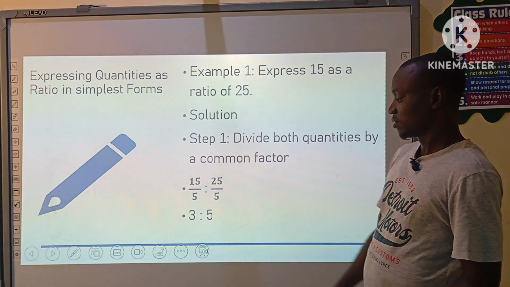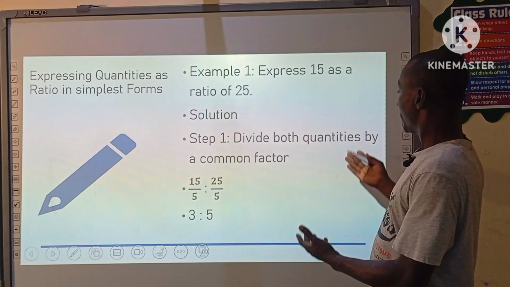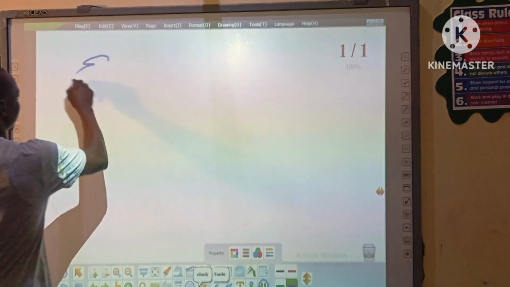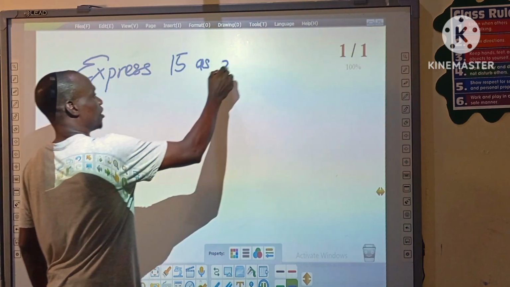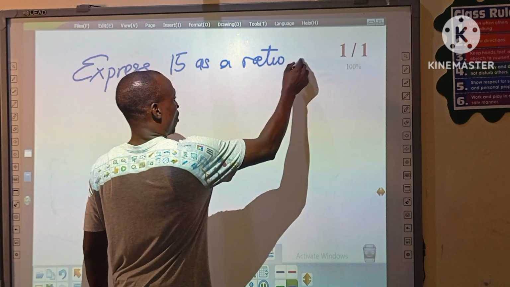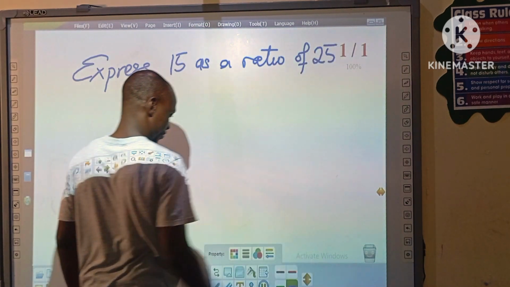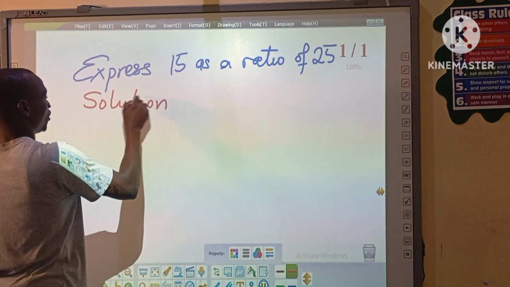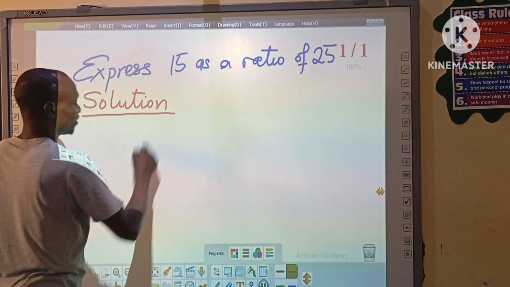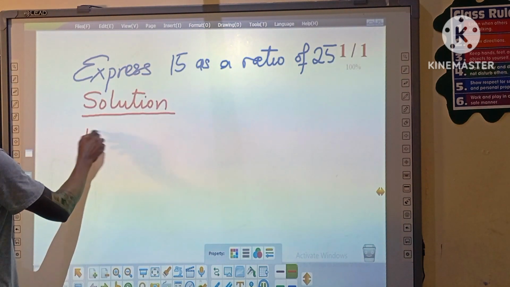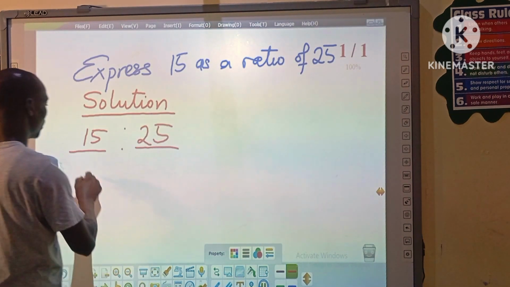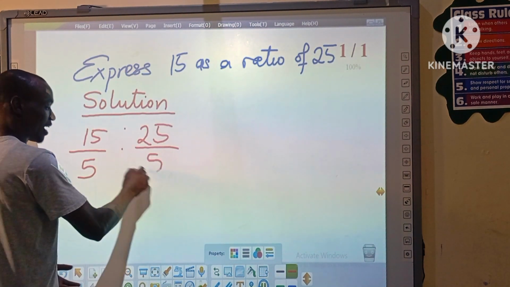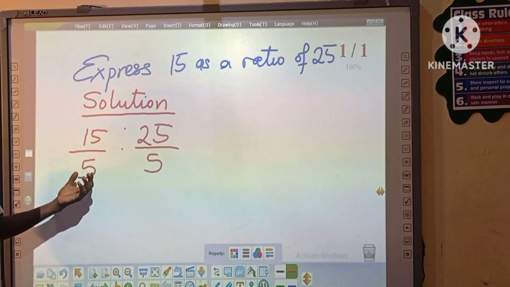I simply call it dividing both quantities. Our example was to express 15 as a ratio of 25. Like I said earlier, our first step is to divide both by a common denominator. 15 is to 25. Now we look for a common denominator that can break it down to its lowest terms. And I discovered there is a common denominator here, which will be what?